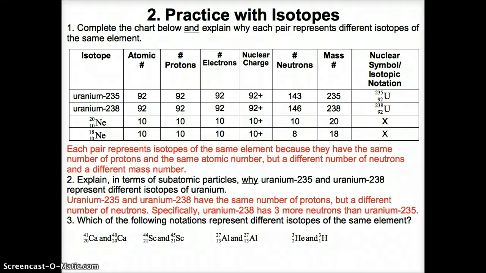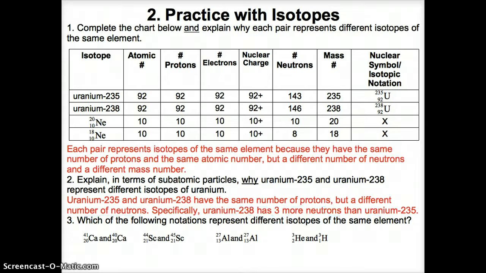So our answer here is they are isotopes of the same element, uranium, because they have the same number of protons, but they differ in their number of neutrons. That's how we define isotopes using subatomic particles. Specifically, if you look up here as a point of reference, you'll notice that uranium-238 has 3 more neutrons than uranium-235 does if you look in this column right here.